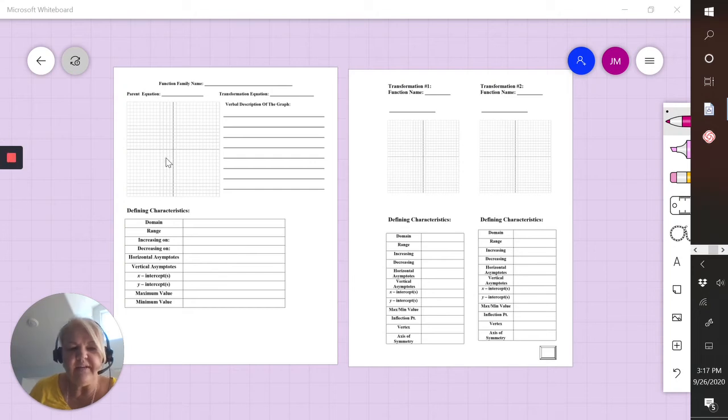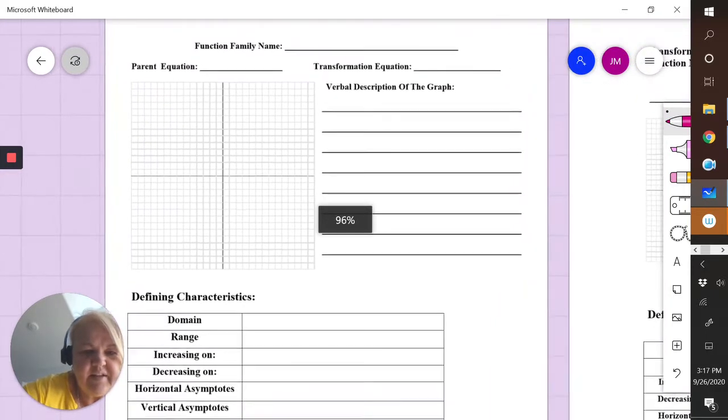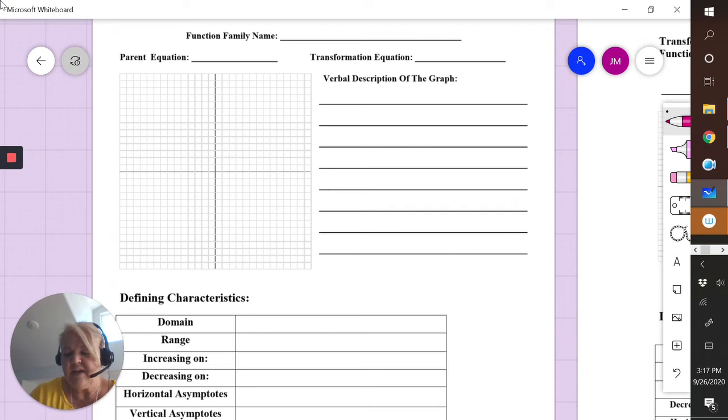Okay, so today we're going to be looking at the cosmic catalog again. We've looked at this with the absolute value function, and today we're going to be looking at the quadratic function. Okay, so the function family name is the quadratic, and the parent equation is y equals x squared.